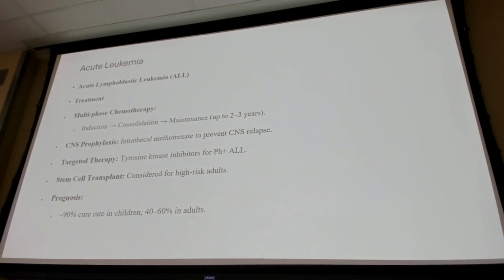Any questions on ALL? Acute, abrupt onset, acute, immature cell, and then just follow that through as those cells proliferate. What else am I going to see? What's happening in that bone marrow? What's it doing to the other cell lines?